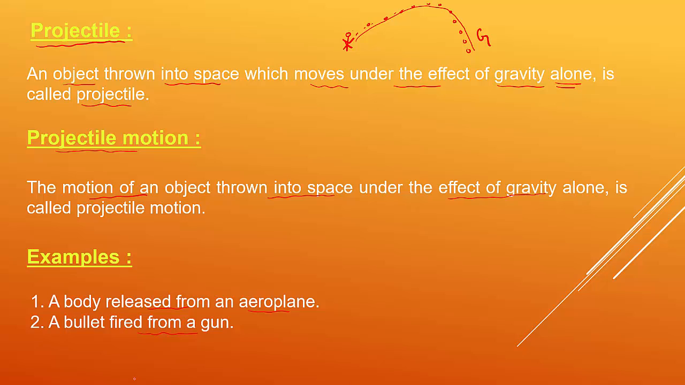Then the second one, projectile motion. What is projectile motion? The motion of an object thrown into space under the effect of gravity alone is called projectile motion. For example, a body released from an aeroplane, a bullet fired from a gun, or a ball thrown by a boy. These move in the space under the gravitational force. This is called projectile motion.